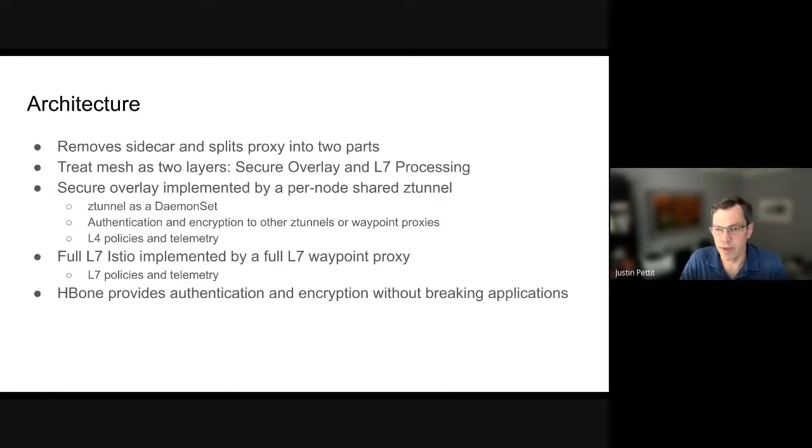The secure overlay is implemented on an agent that runs one per node that is shared among all of the workloads in the mesh on that particular node. We call that agent ztunnel. ztunnel is deployed as a daemon set on the ambient mesh network. Its primary responsibility is to handle the MTLS, doing the authentication and encryption between the ztunnels and, as we'll talk about in a second, the waypoint proxies, which provide the L7 features.